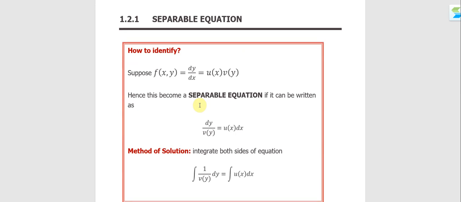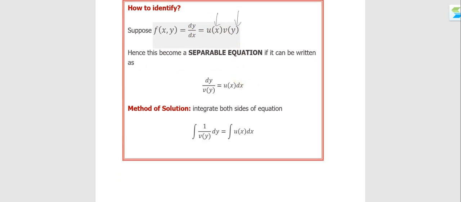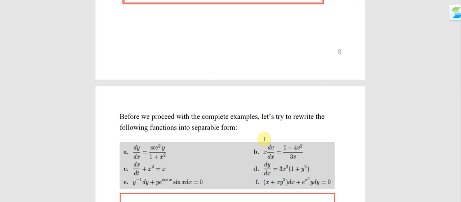So for separable equation, how to identify? It's easy. You can identify a separable equation if you can separate the two functions, function of x and function of y. When you separate, you can move dy to the left hand side and dx to the right hand side, become this equation, and then from here you can simply integrate both sides of the equation.